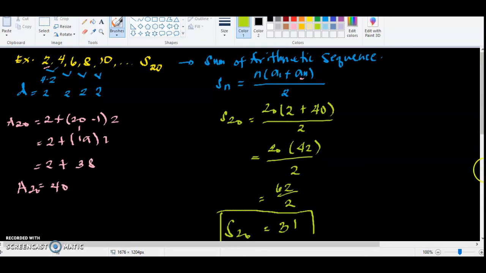Again, ang una nyo lang gagawin bago natin hanapin yung sum ng sequence is to identify first if the pattern is geometric or arithmetic. Kasi yun yung magbibigay sa atin ng formula para doon sa ating pattern, para mahanap natin yung sum. So let's have another example.